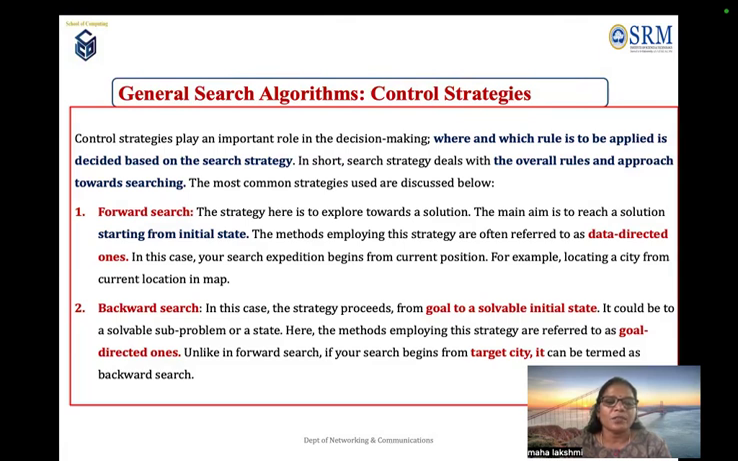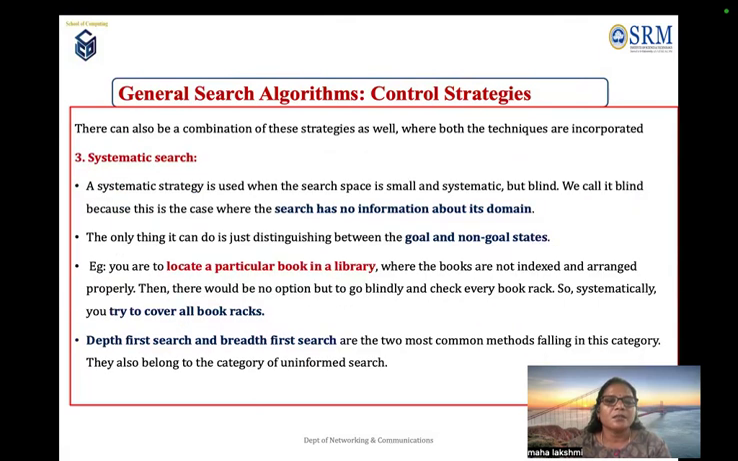Backward search is exactly the opposite, which starts from a goal and works back to a solvable initial state. It could be to a solvable subproblem or a state. Here, the methods employing this strategy are referred to as goal-directed ones. Unlike in the forward strategy, if a search begins from the target city, it can be termed a backward search. In between, there is another strategy that is a combination of the above two strategies, referred to as systematic search.